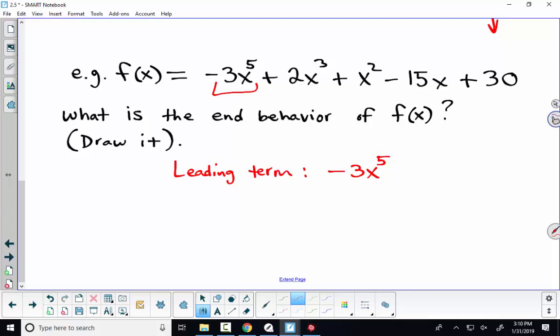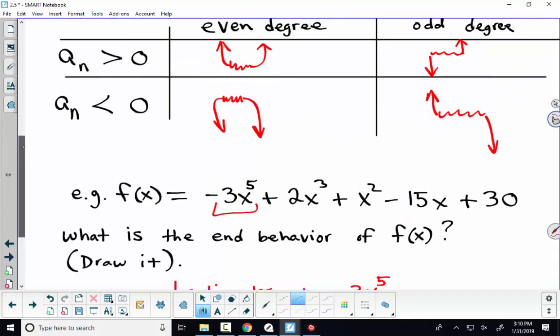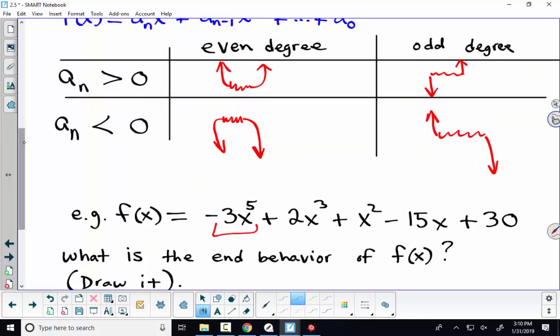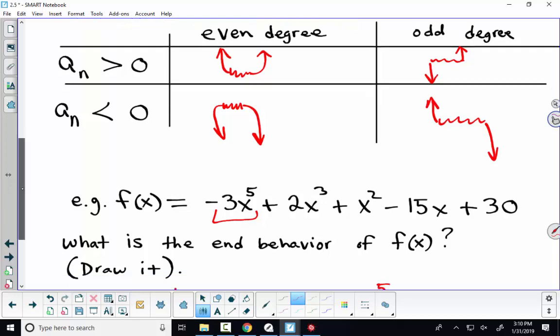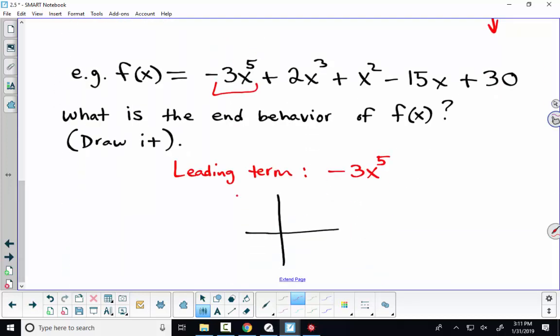And we said all I need to know about the end behavior is based off of the leading term. It's an odd degree with a negative leading coefficient. So for an odd degree with a negative leading coefficient, the arrows are up and then down. Way over here the graph is up here, and way over here the graph is down here. We didn't fill in the rest because we didn't know where the x and y intercepts were.